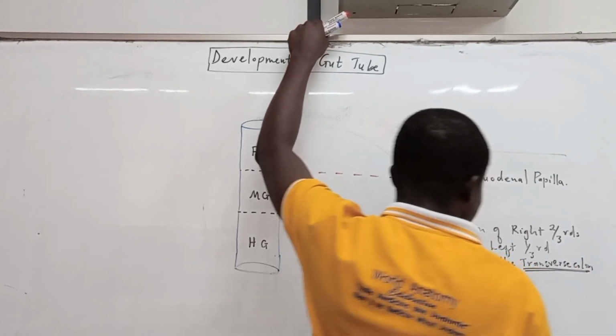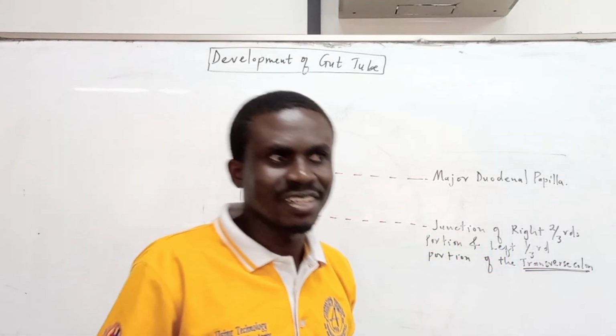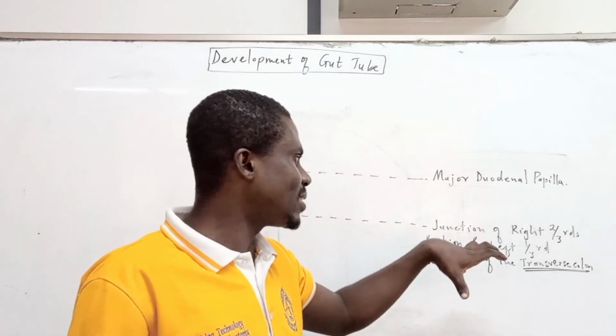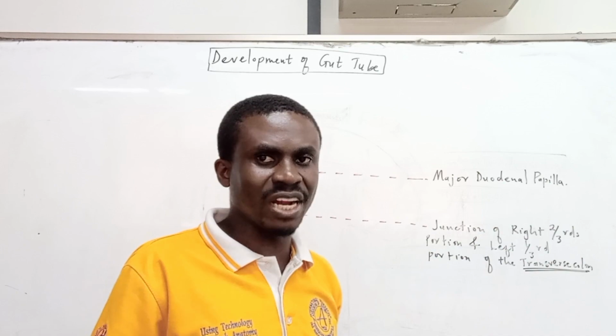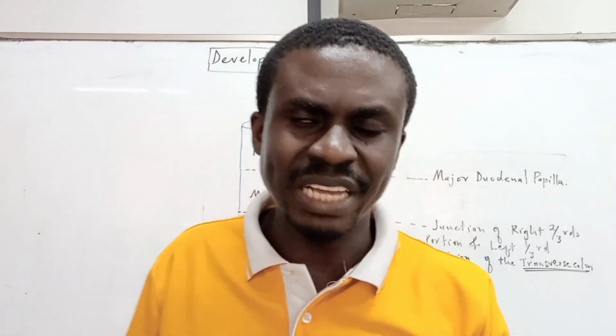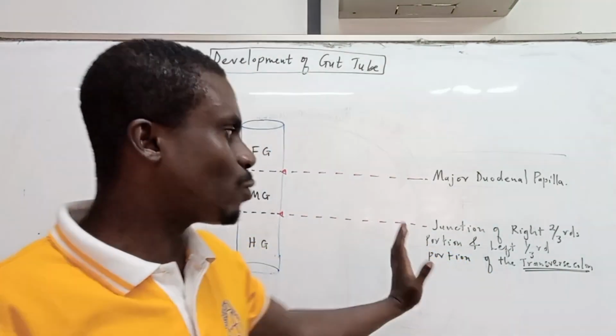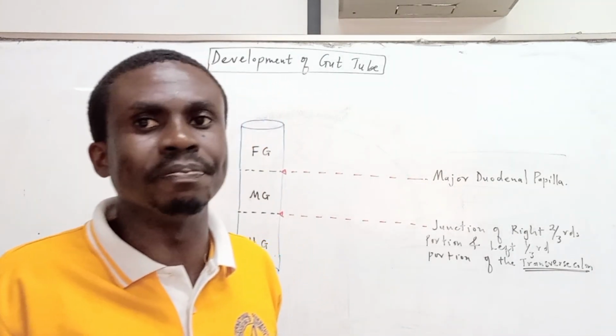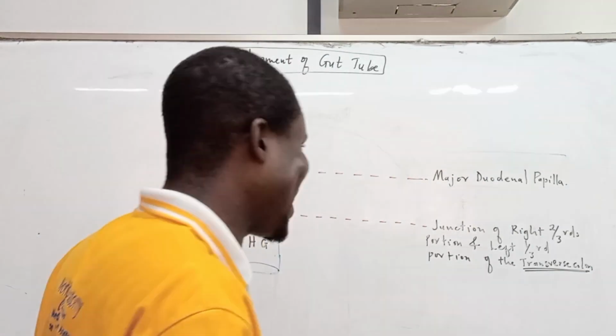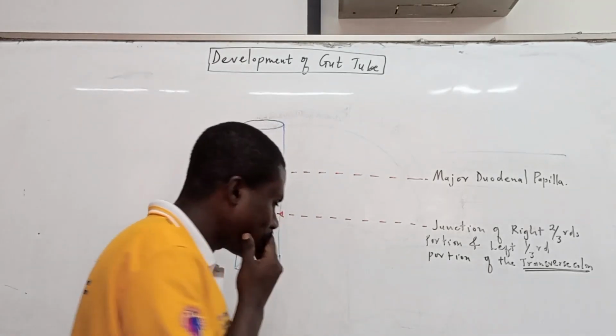I want you to appreciate that it is at the junction between the right 2/3 and then left 1/3 portion of the transverse colon. Some people may say the proximal 2/3 portion and then the distal 1/3 portion of the transverse colon. No problem. Yes, I want you to appreciate that. That's the junction where we are going to have this.